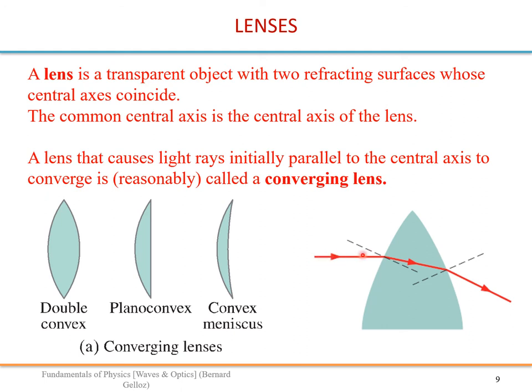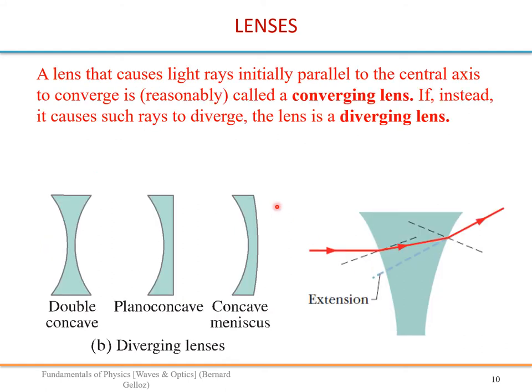At first you have a ray that is horizontal here, and now it is going down. So these are converging lenses. A lens that causes light rays initially parallel to the central axis to converge is called a converging lens. So it is what we have just seen before. If instead it causes such rays to diverge, the lens is called a diverging lens. Like for example in this case. These diverging lenses are typically obtained by using double concave like this, or plano concave, or concave meniscus.